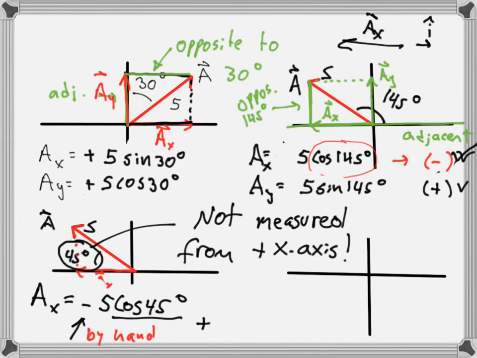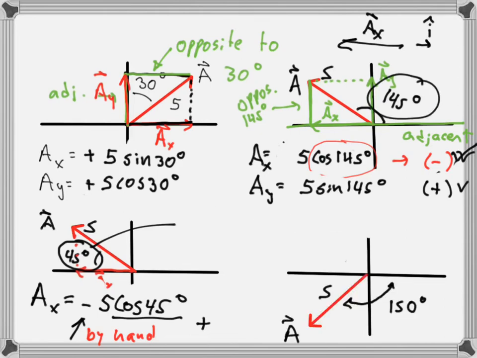So why do we have to put it by hand in this case and not in the previous case? The reason is that the 45-degree angle was not measured from the positive x-axis. It is measured from the negative x-axis. So since it wasn't measured from the standard positive x-axis going counterclockwise, you always have to check to see if the sign that you get is correct.